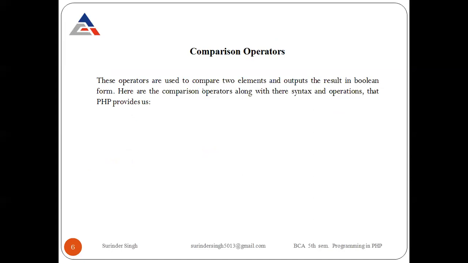Next is comparison. Like in C, you have relational operators. Clear? In PHP, you have comparison operators. These operators are used to compare two elements and output the result in Boolean form. Boolean form means Boolean has only two values, one is true and other is false. Result of comparison operators is of true false type. You check whether two values are equal or not equal, or one is less than or greater than, or identical or not. Clear?